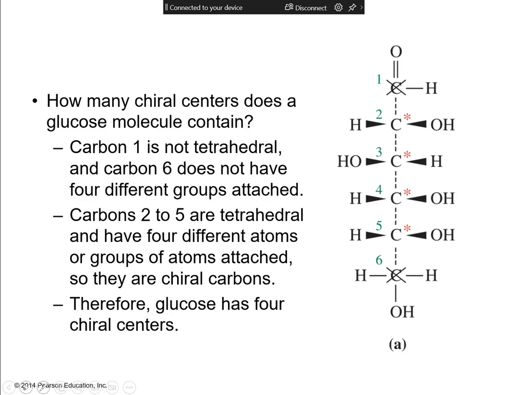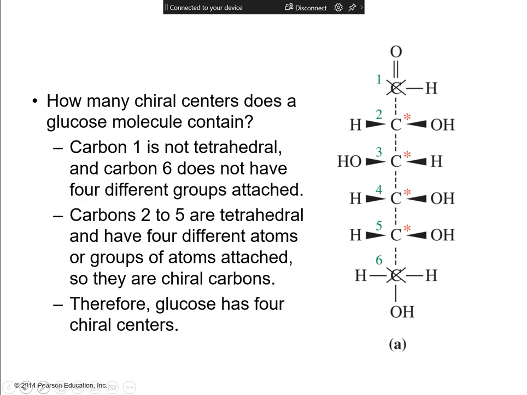When you look at the other 4, the ones with the little red asterisks on them, can you see that they are all chiral? To the left is a hydrogen, to the right is an alcohol, above is a single carbon, below is 4 carbons, right? So remember, it's everything above, below, left, and right that you're doing the comparison. So 2, 3, 4, and 5, they're all chiral. So glucose has 4 chiral carbons, which means that we can make this mirror image. It's not superimposable.